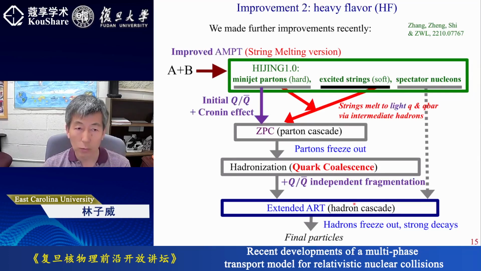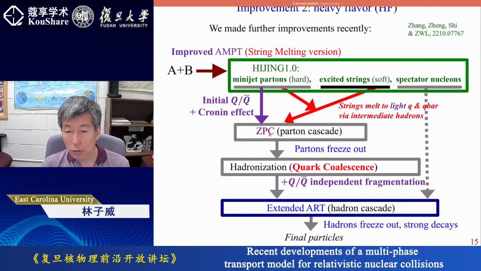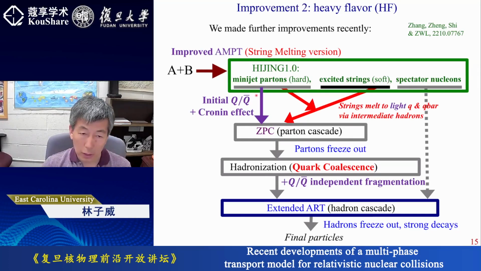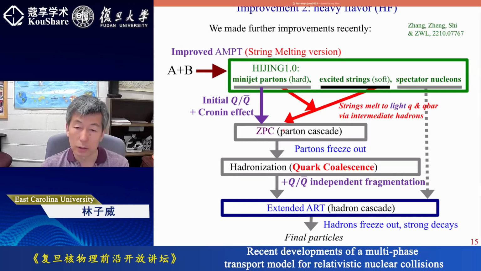In this work, we made the following improvements, as shown by the purple color. So first, we take the initial heavy quark and heavy antiquark directly from the mini-jets, from the initial production to the parton cascade, without going through the string melting phase, because we think they are perturbative and they should enter the parton cascade directly.